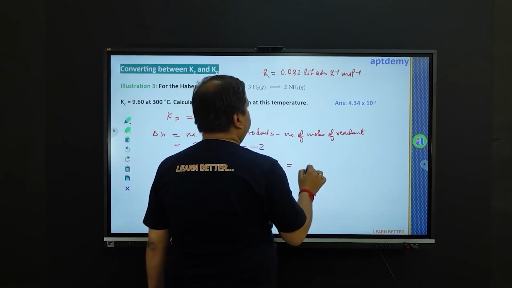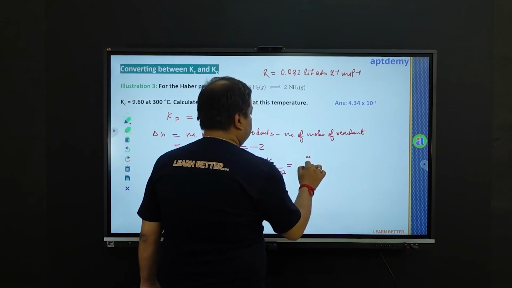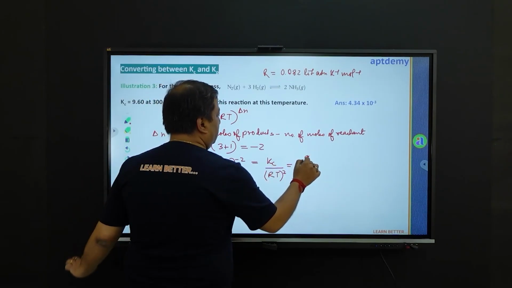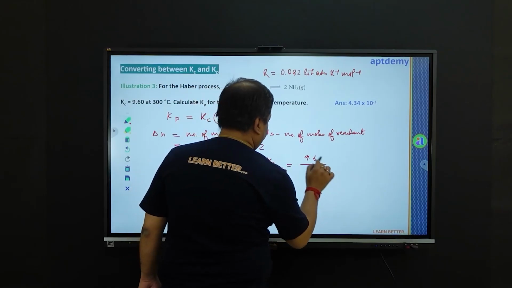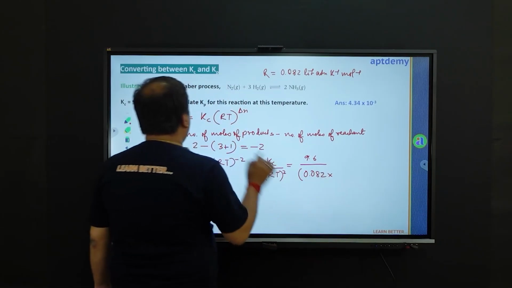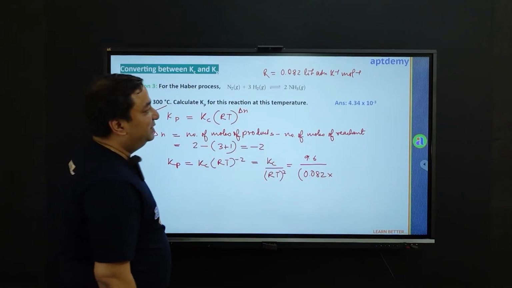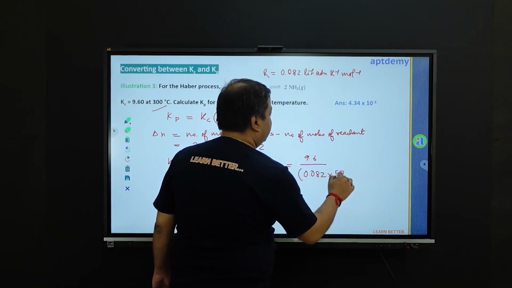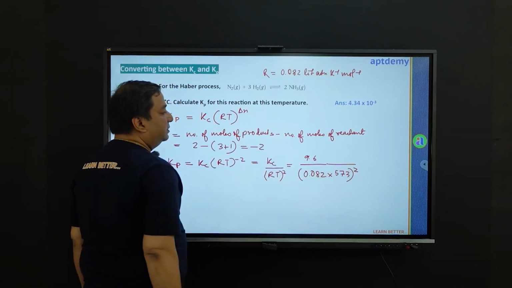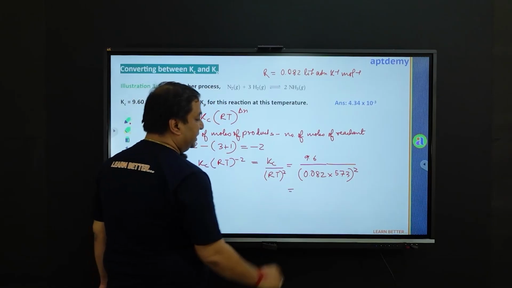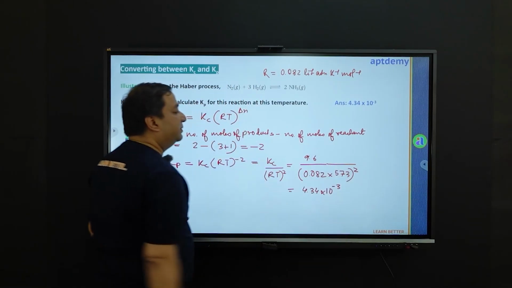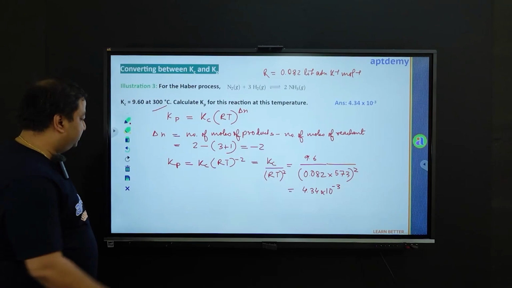Okay, so Kc given to us is 9.6 divided by 0.082 times the temperature, which needs to be converted to Kelvin. So it will be 573, the whole thing squared. Okay, and the answer from this that we will get is going to be 4.34 times 10 to the power minus 3. Okay, so this is how we need to solve such problems.